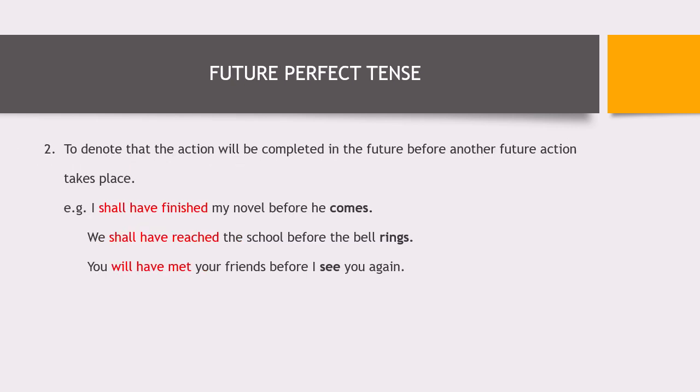Future perfect tense. 2. To denote that the action will be completed in the future, before another future action takes place. For example, I shall have finished my novel before he comes. We shall have reached the school before the bell rings. You will have met your friends before I see you again.